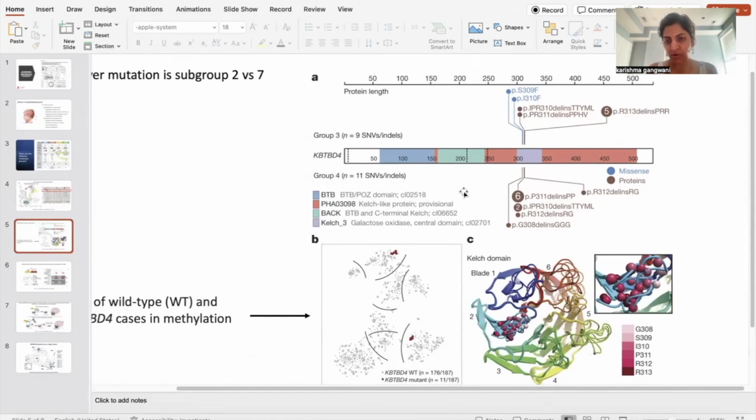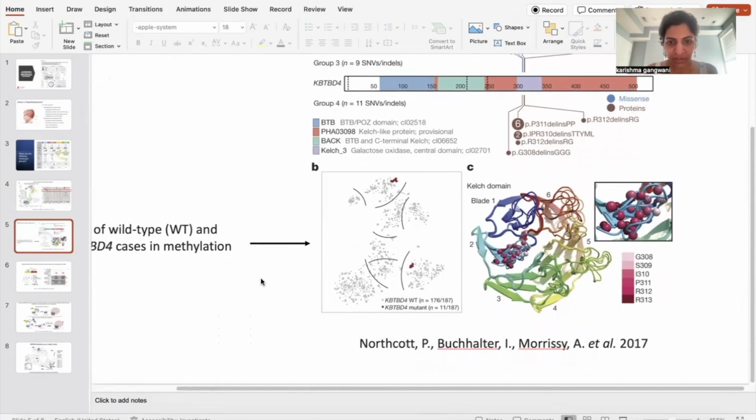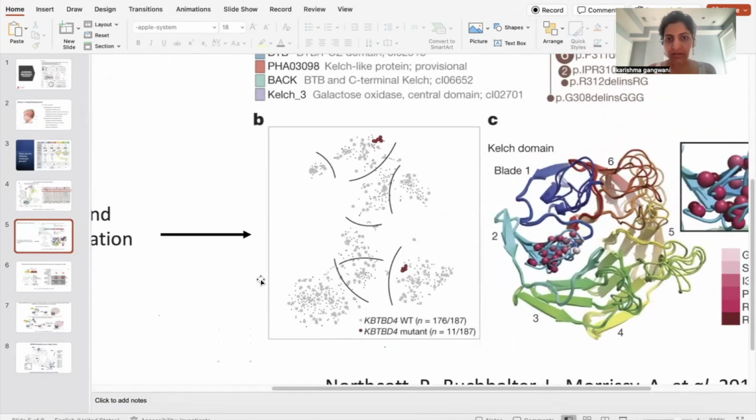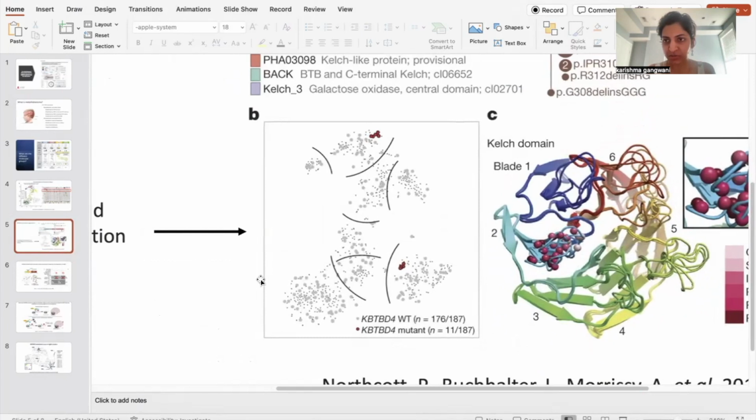And because of having these insertions, what ends up happening is the loop in which the substrate binding pocket exists extends to allow for maybe new or novel substrates that can bind there, which are not supposed to get degraded, by the way, but end up getting degraded as a result in the disease context. And so what they have shown in this is that these KBTBD4 insertion mutations are very specific to certain subgroups, like subgroup 2 versus subgroup 7.